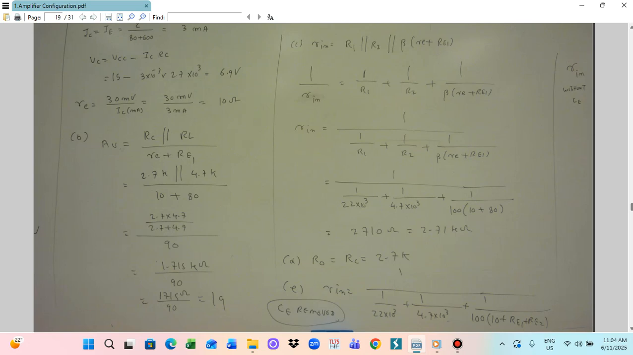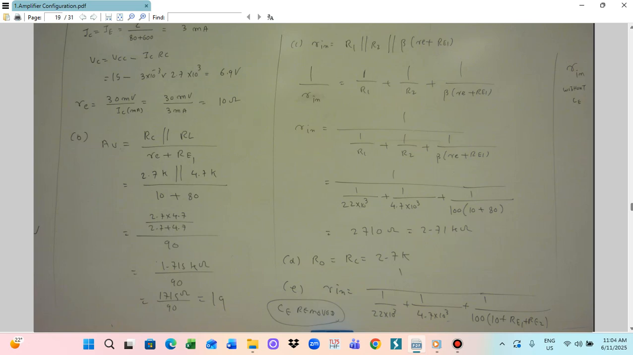And then part D, we only need to calculate the output resistance R0. For the output resistance we use this formula: R0 is equal to RC. The RC value here is 2.7, so R0 is equal to 2.7 kilo ohm.